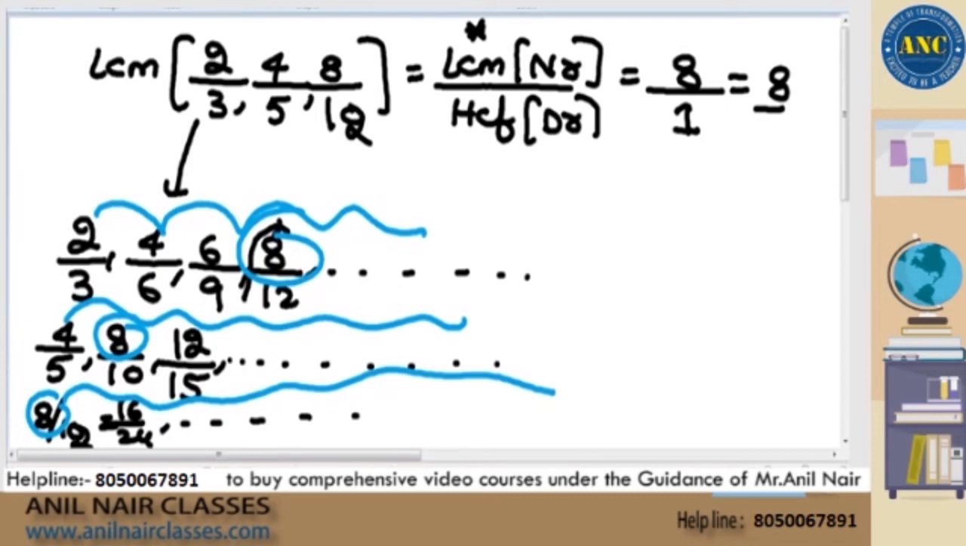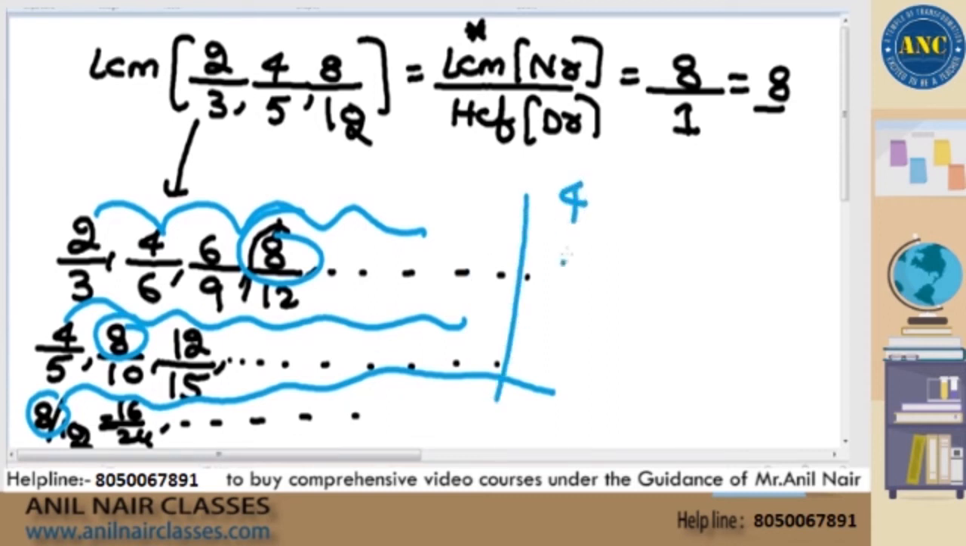So 2 by 3 is nothing but 4 by 6, is nothing but 6 by 9, is nothing but 8 by 12 and so on. 4 by 5 is 8 by 10, 12 by 15. You keep on writing something. Same thing. Absolutely no difference.